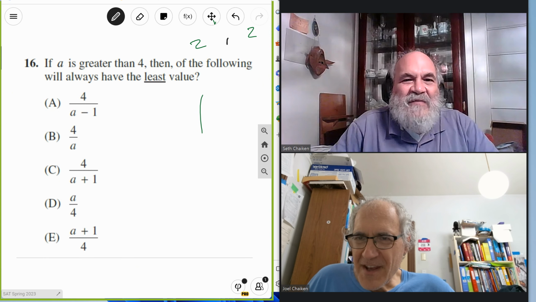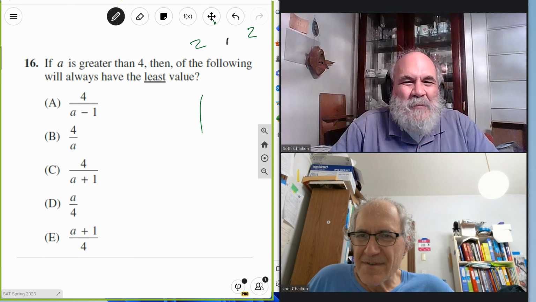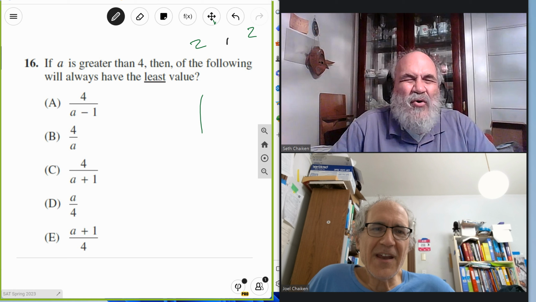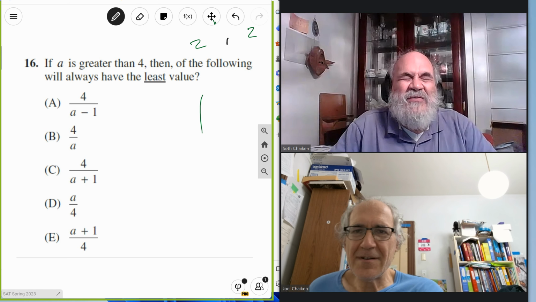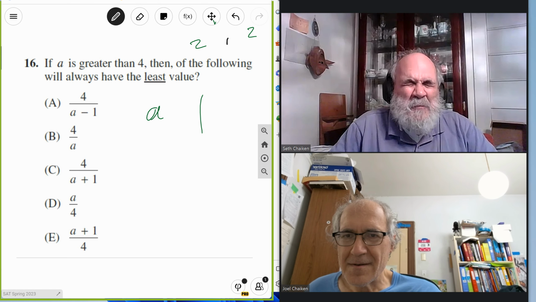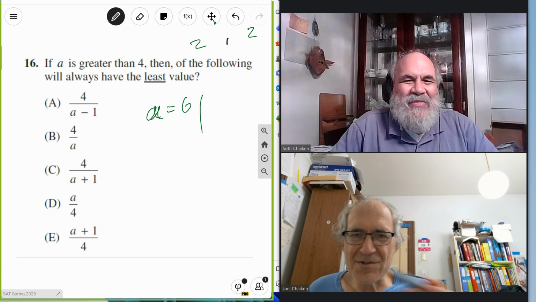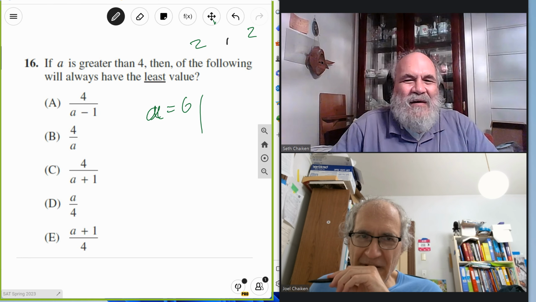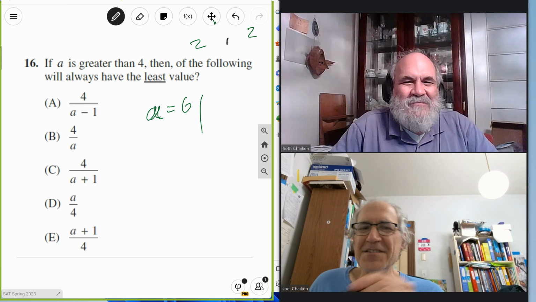Okay. If A is greater than 4, then of the following, which will always have the least value? So the least value among the 4. So why don't we say A is 6 and just do it? Rather, be a genius. That's what I would do. Must be a genius. Yeah, but okay, fine.